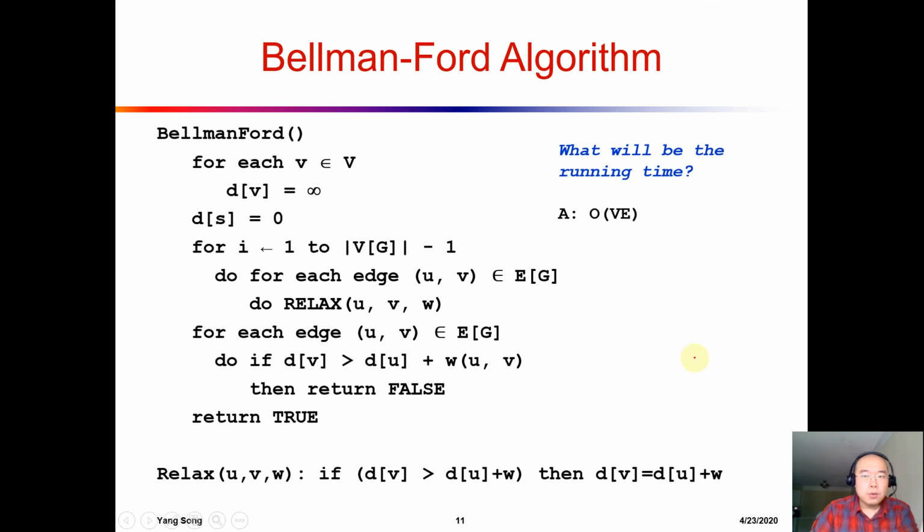Okay, if we add those three parts together, the upper bound of this algorithm will be O(VE). V is the number of vertices, and E is the number of edges.